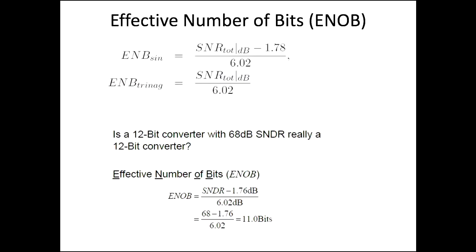For example, is a 12-bit converter with a 68 dB SNDR really a 12-bit converter? No. When we calculate effective number of bits, the SNDR is already given as 68 dB; you can measure this once you have the ADC. The manufacturer will measure this value. How much is this one? SNDR, they can measure it. Then you substitute in the equation, minus 1.76 divided by 6.02, and you will get about 11 bits. So that's how effective number of bits is calculated. The manufacturer will measure it, and then they put those values into the equation and get the effective number of bits.